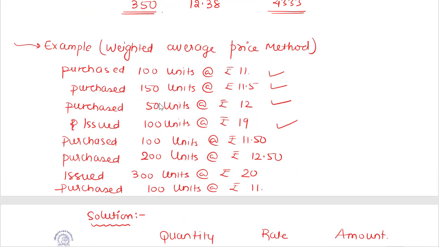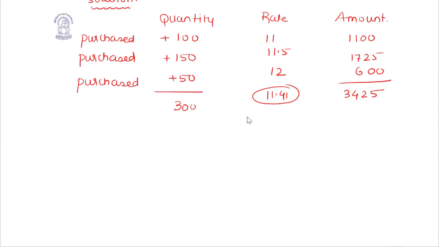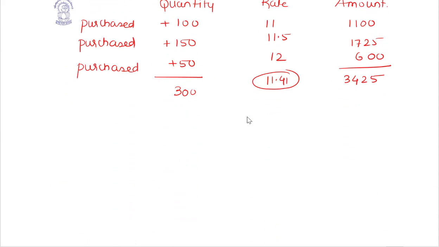So what we did is, from this 300 we have to issue 100 at 19. Right over here, issued 100. So the balancing is 200 at the rate of 11.41. The same rate, 200 multiplied by 11.41, 2282.